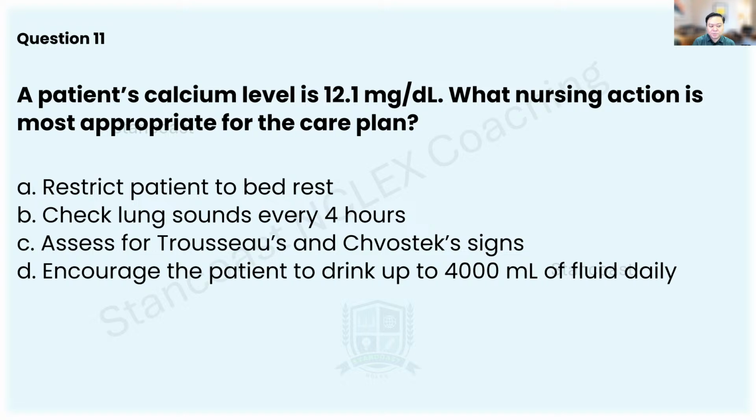Your answer, please. Your patient has hypercalcemia, 12.1 milligrams per deciliter. What is your nursing action for this patient? Will you restrict their activity to bed rest, or are you going to check their lung sounds every 4 hours, or will you assess for Trousseau's sign and Chvostek's sign?